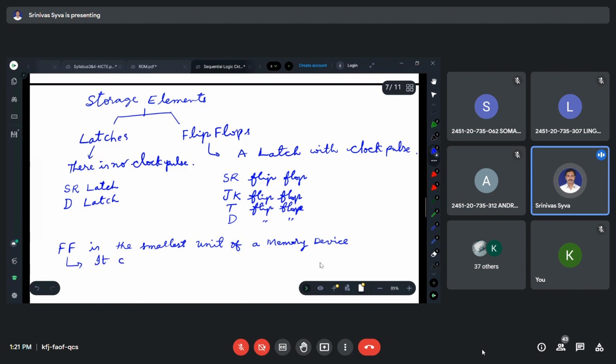It can store 1 bit of binary information, that is 0 or 1. Better here I will write like this.